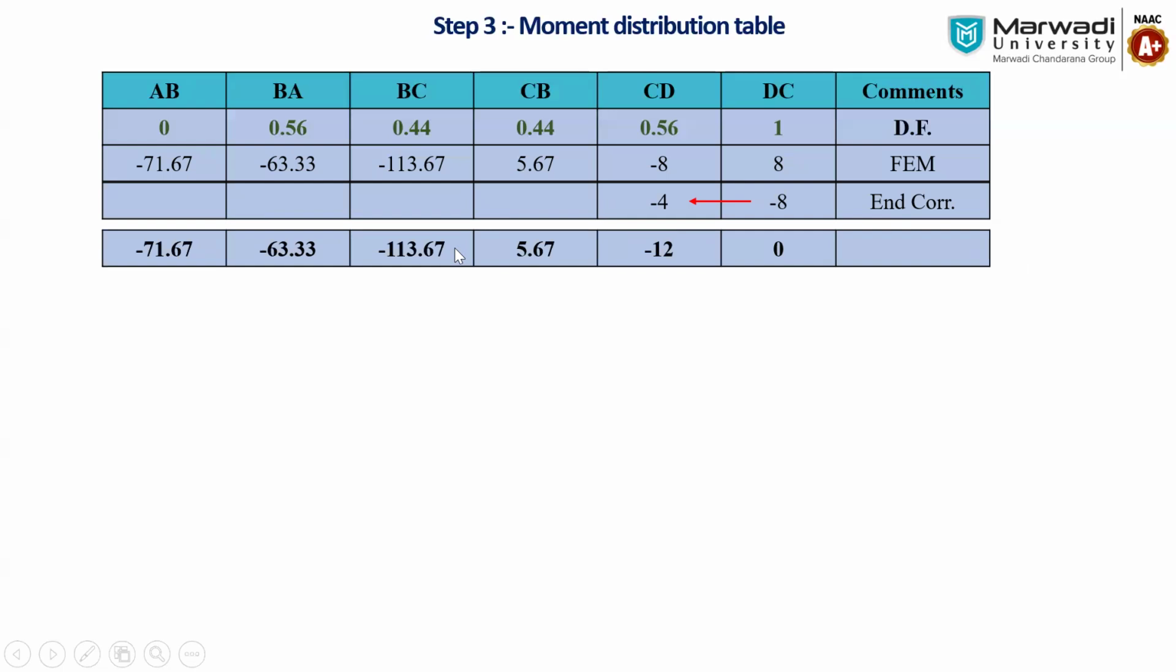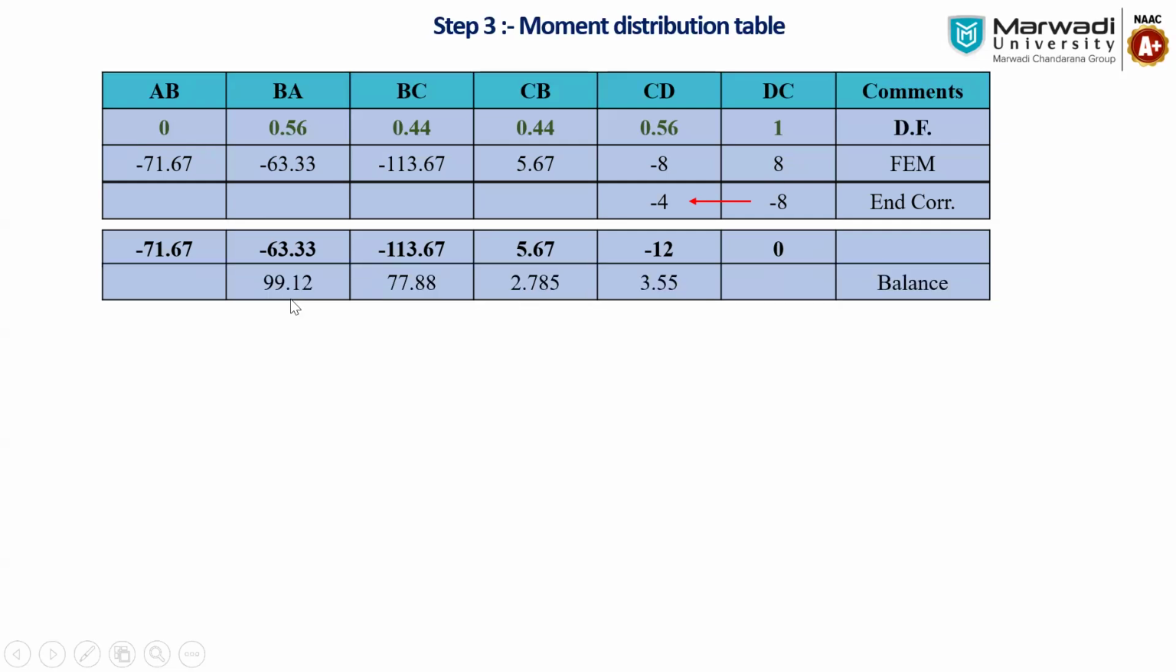Now we have to start with the calculation of the support B and C balancing. First, if we are going to calculate BA and BC, what is the summation? Minus 63.33 minus 113.67, so the total will be minus 177. As it is a minus, we have to write the balancing moment as a plus. So 177 multiplied by 0.56, we get 99.12. Similarly, 177 multiplied by 0.44, so in the column of BC, we have to write 77.88.